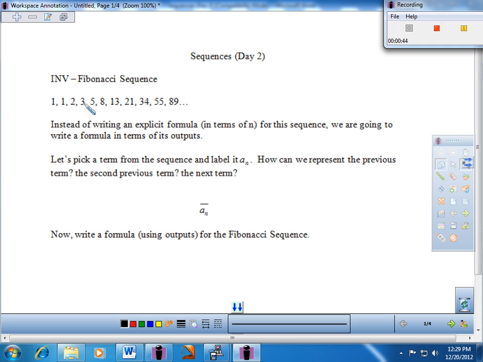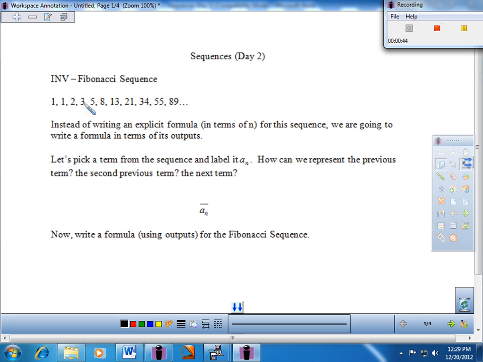I'll read what I have on your paper to be formal here. It says, instead of writing an explicit formula in terms of n for this sequence, we are going to write a formula in terms of its outputs. So instead of the inputs, we're going to write it in terms of the outputs. I don't think we've seen something like that before. It says, let's pick a term from the sequence and label it a sub n. How can we represent the previous term, the second previous term, the next term, and so on?